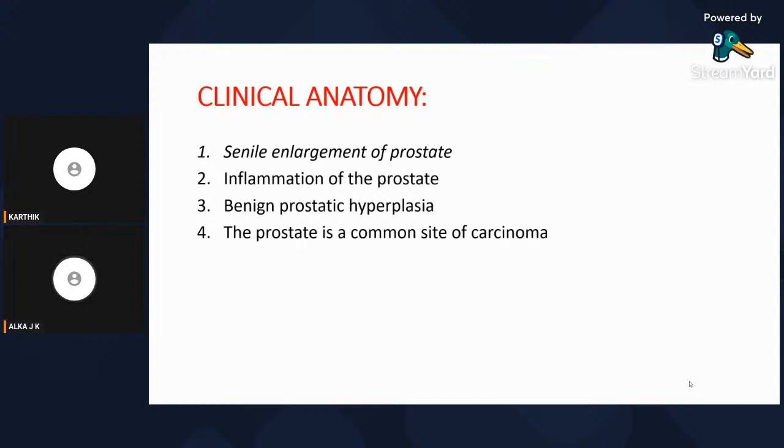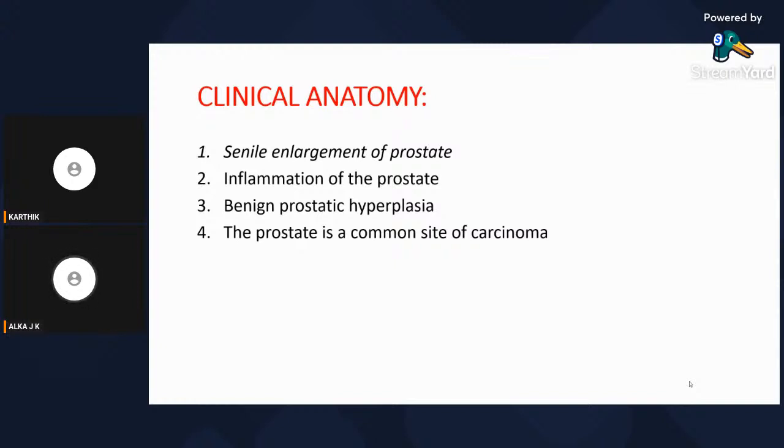Inflammation of the prostate is known as prostatitis. It may be acute, meaning sudden, or chronic. Acute prostatitis is secondary to gonococcal urethritis, and chronic prostatitis may be secondary, or mainly due to tubercular infection of the epididymis, seminal vesicle, and bladder. Benign prostatic hyperplasia occurs in the periurethral zone. Carcinoma of the prostate occurs in the peripheral zone.